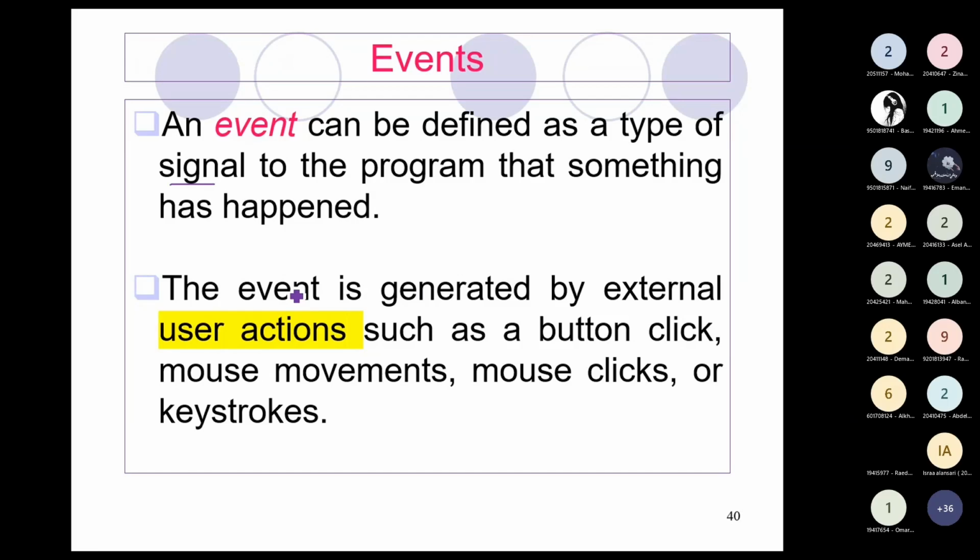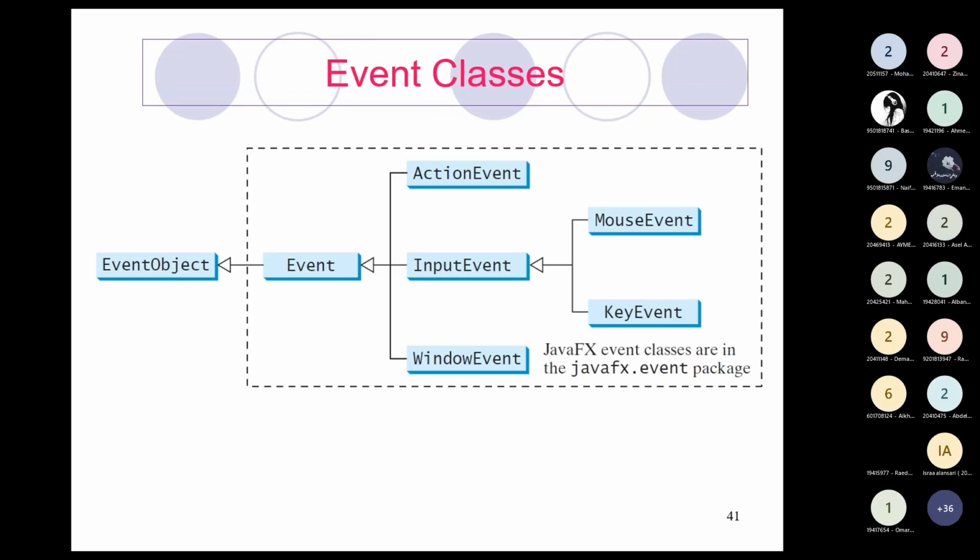An event is generated by external user actions, as I just said, such as a button click, mouse movement, mouse click, or a keyboard click. So whenever a user does something, some action will happen. And in the classes, the parent class is the event object, and then we have an event. An event could be an action event, usually for buttons. This is what we will see today. It could be an input event that you get from a user, either coming from a mouse or from a key on the keyboard, or a window event. For today, we are not going to talk about the window event.